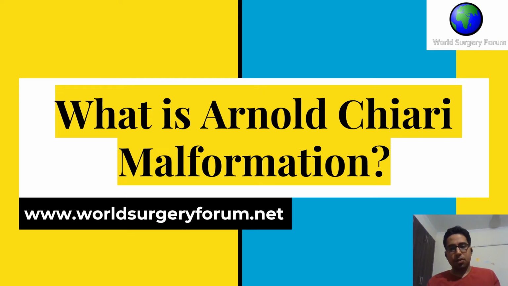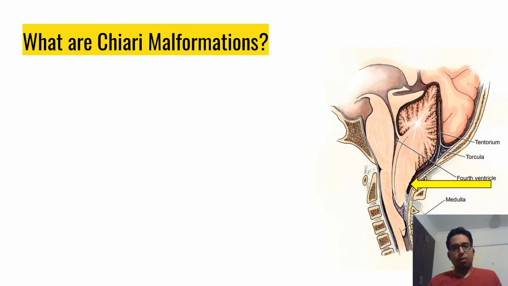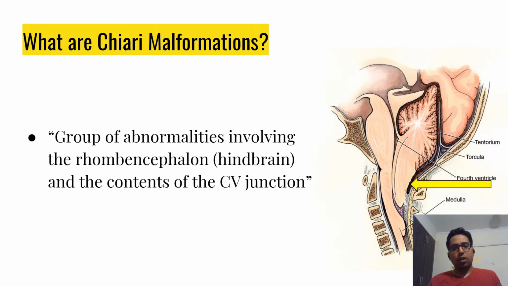Hello everyone. So today we'll be discussing Arnold-Chiari malformation. So what is Arnold-Chiari malformation? The Arnold-Chiari malformations are a group of abnormalities which involve the rhombencephalon, which is also called the hindbrain, and also involve the contents of the CV junction.